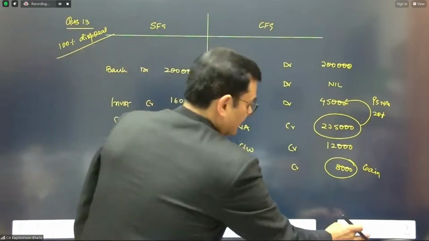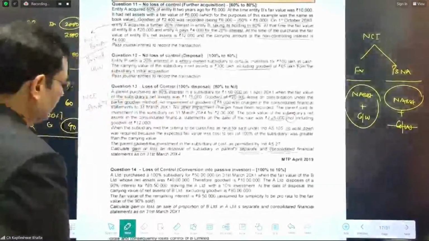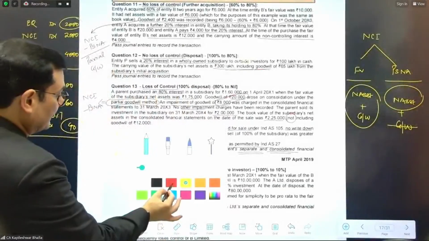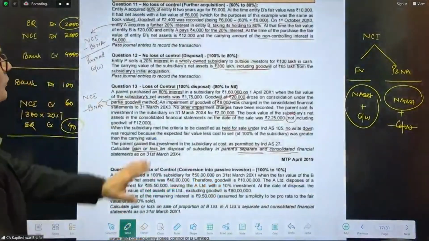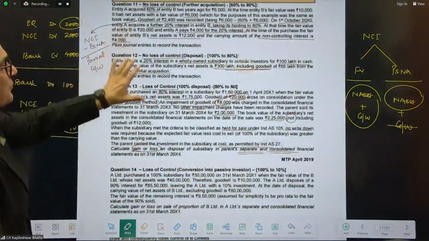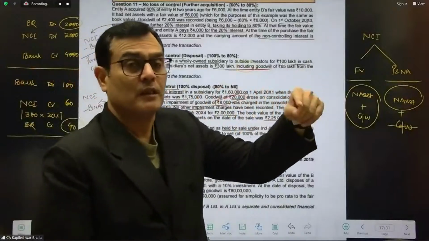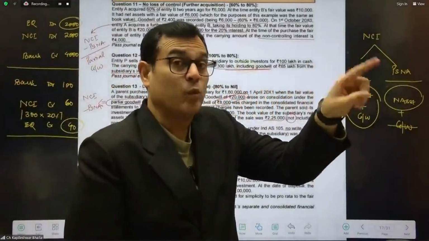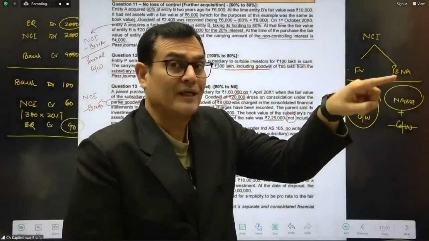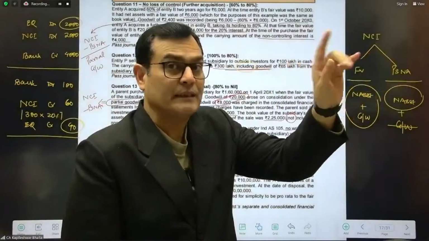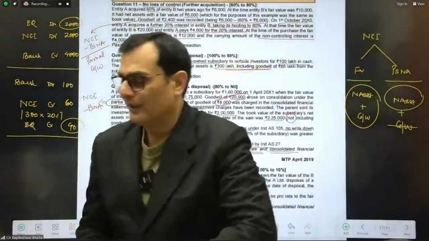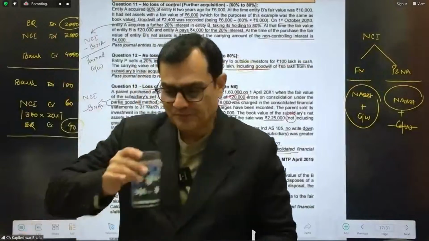Now let's go back and see more questions, team. Let's have a look at question number 14. So we've done 2 cases where the control continues. We've done 1 case where the control is gone and it is a full disposal. We'll do 3 more questions: 1 is passive investment, 1 is associate, and 1 is a deemed disposal, and then life is done.